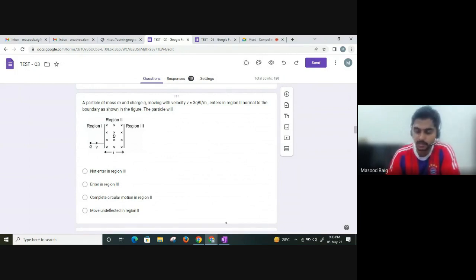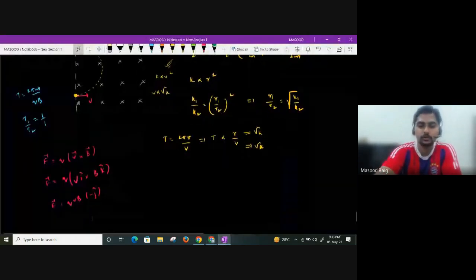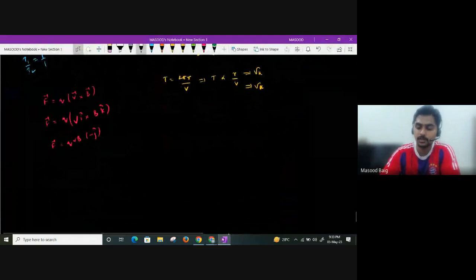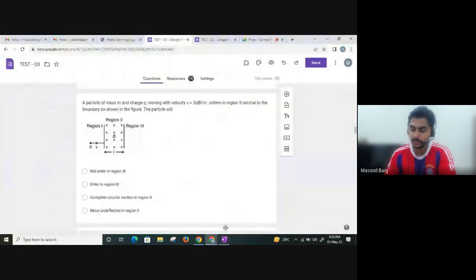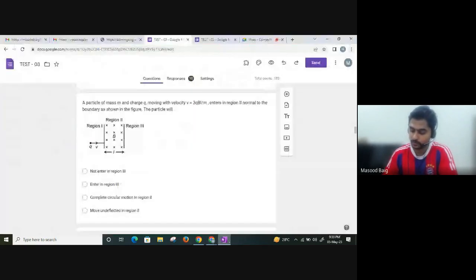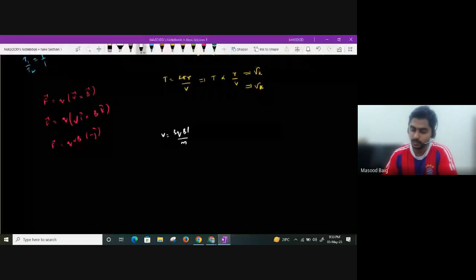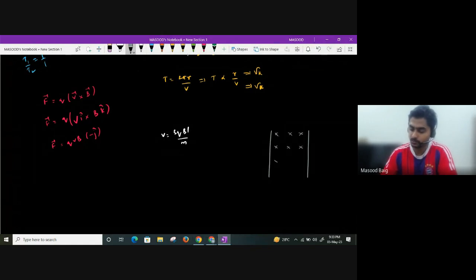Because it is entering perpendicularly, depending on whether the width of the field is sufficient or not, it may complete the semicircle or it may complete part of a circle. So what is the speed given? It is projected with a speed of 3qBL/m. So we have three regions over here: region 1, region 2 and region 3. And as you can see, in region 2 only you have magnetic field. In regions 1 and 3 you don't have magnetic field, guys.